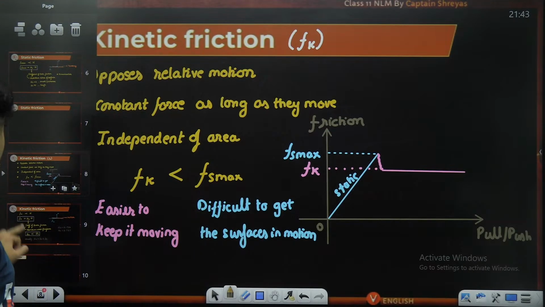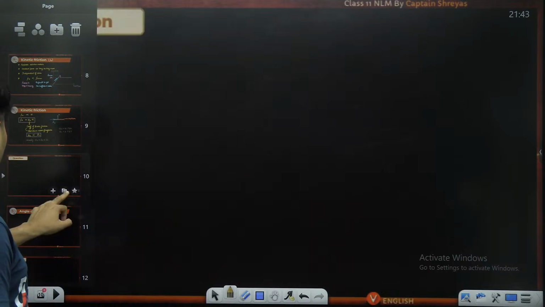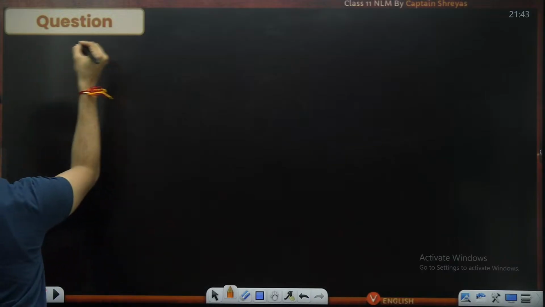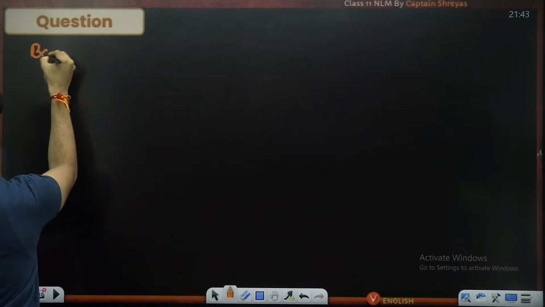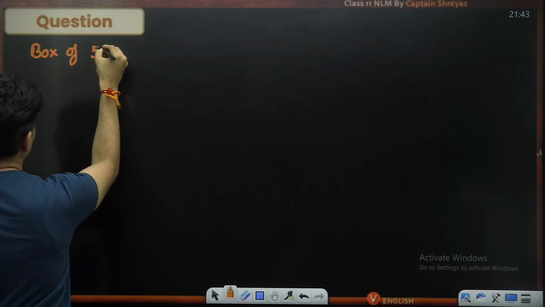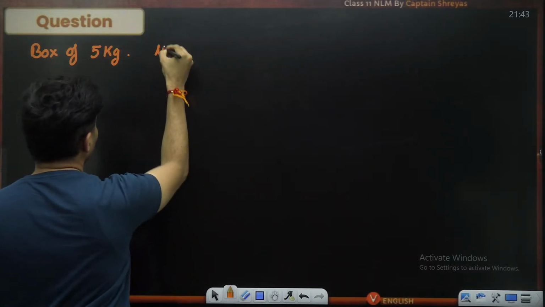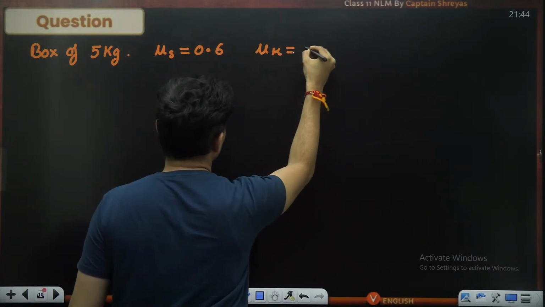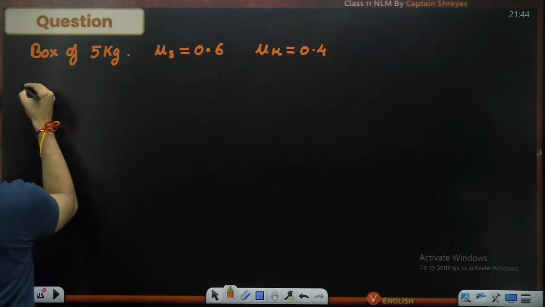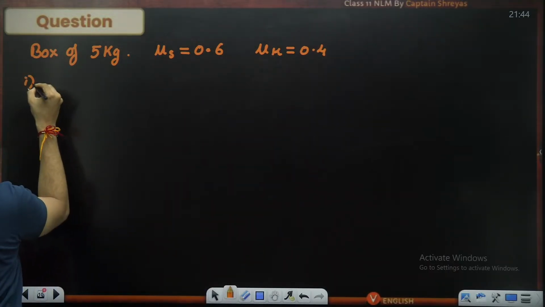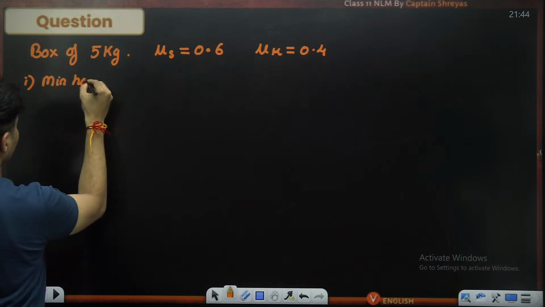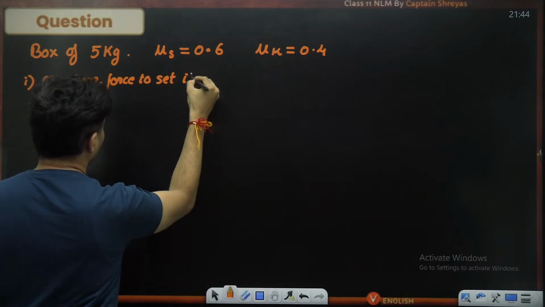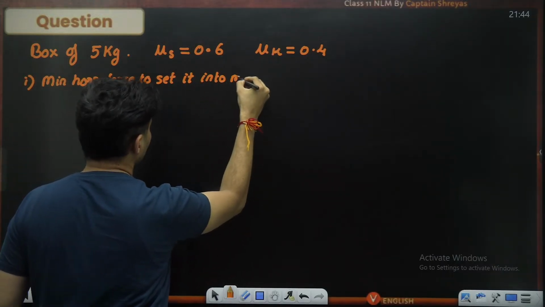Now, having said this, let us start solving some questions. Here is the first question coming up on your screen. Imagine there is a box of 5 kgs and it is given that mu s is 0.6 and mu k is 0.4. Question number 1: find the minimum horizontal force to set it into motion.